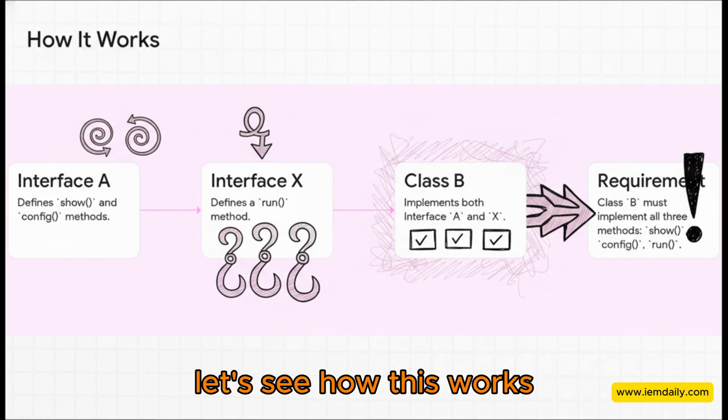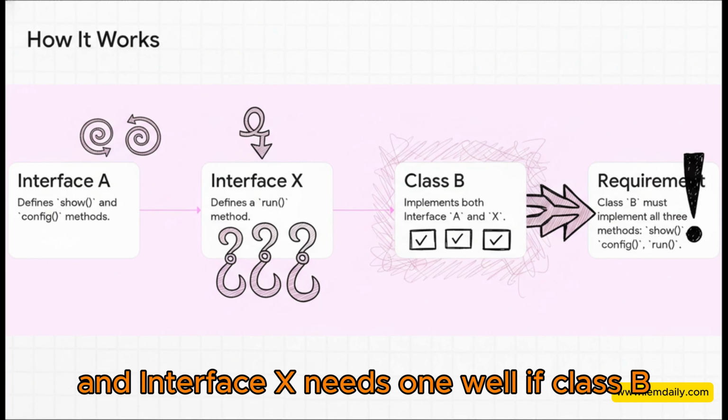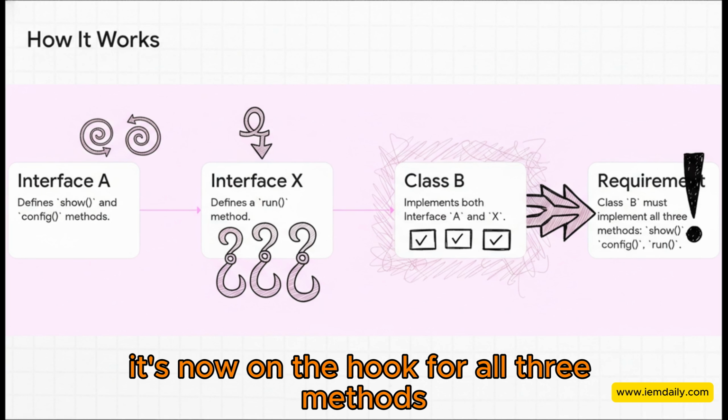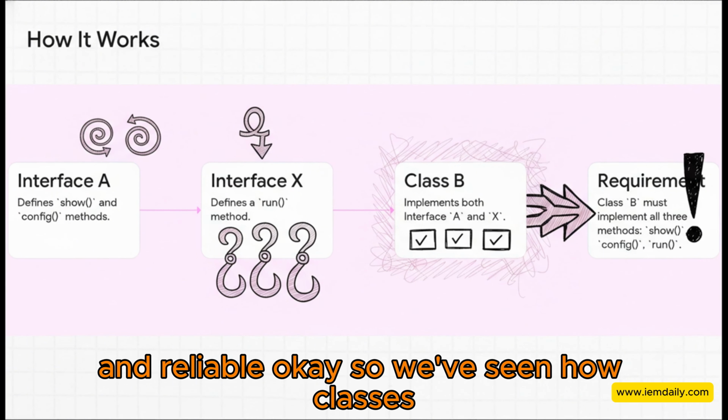Let's see how this works. Say interface A needs 2 methods and interface X needs 1. Well, if class B comes along and implements both of them, it's now on the hook for all 3 methods. It's a binding contract, you see. You have to deliver on every single promise you make, and that's what makes your code so predictable and reliable.